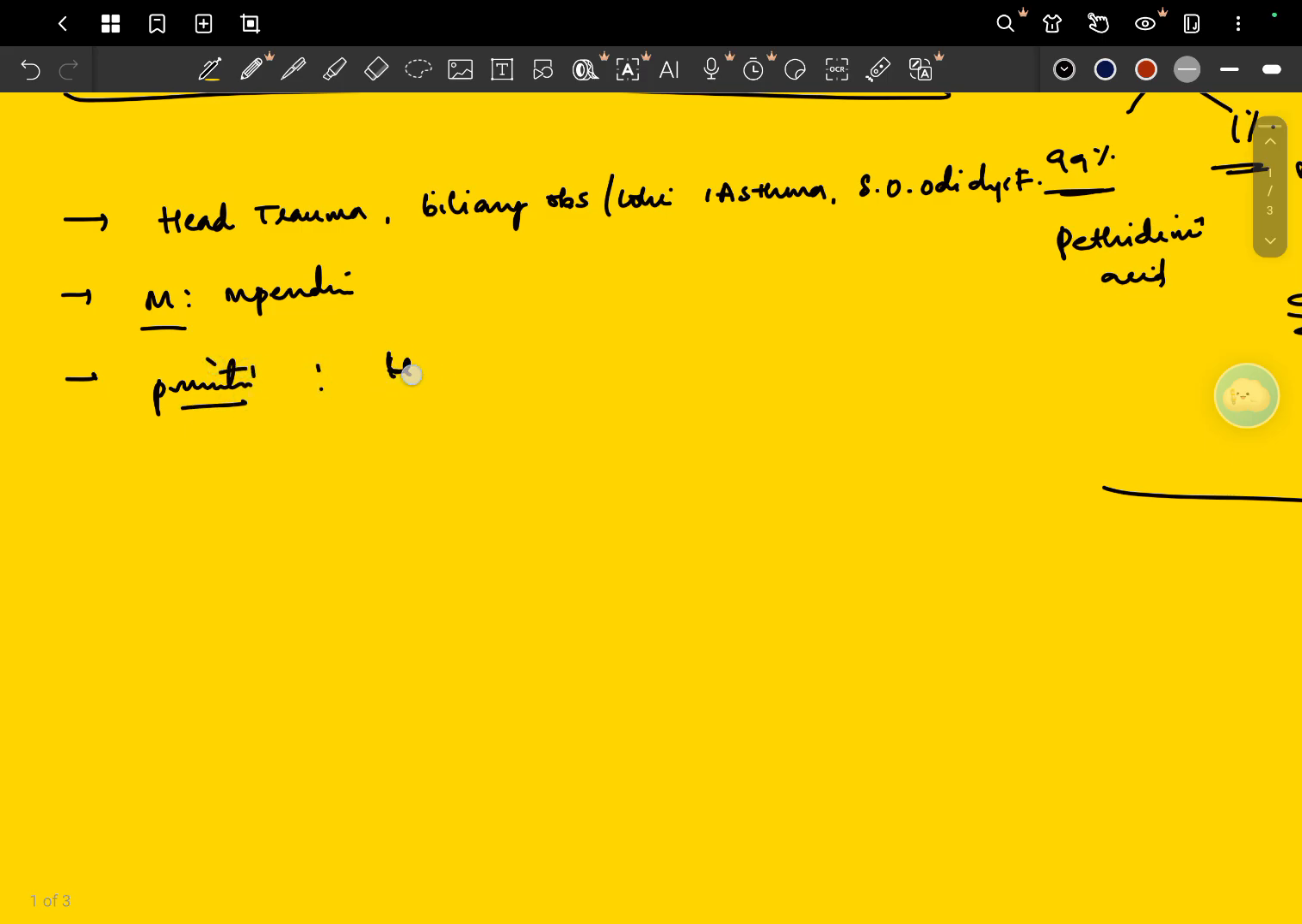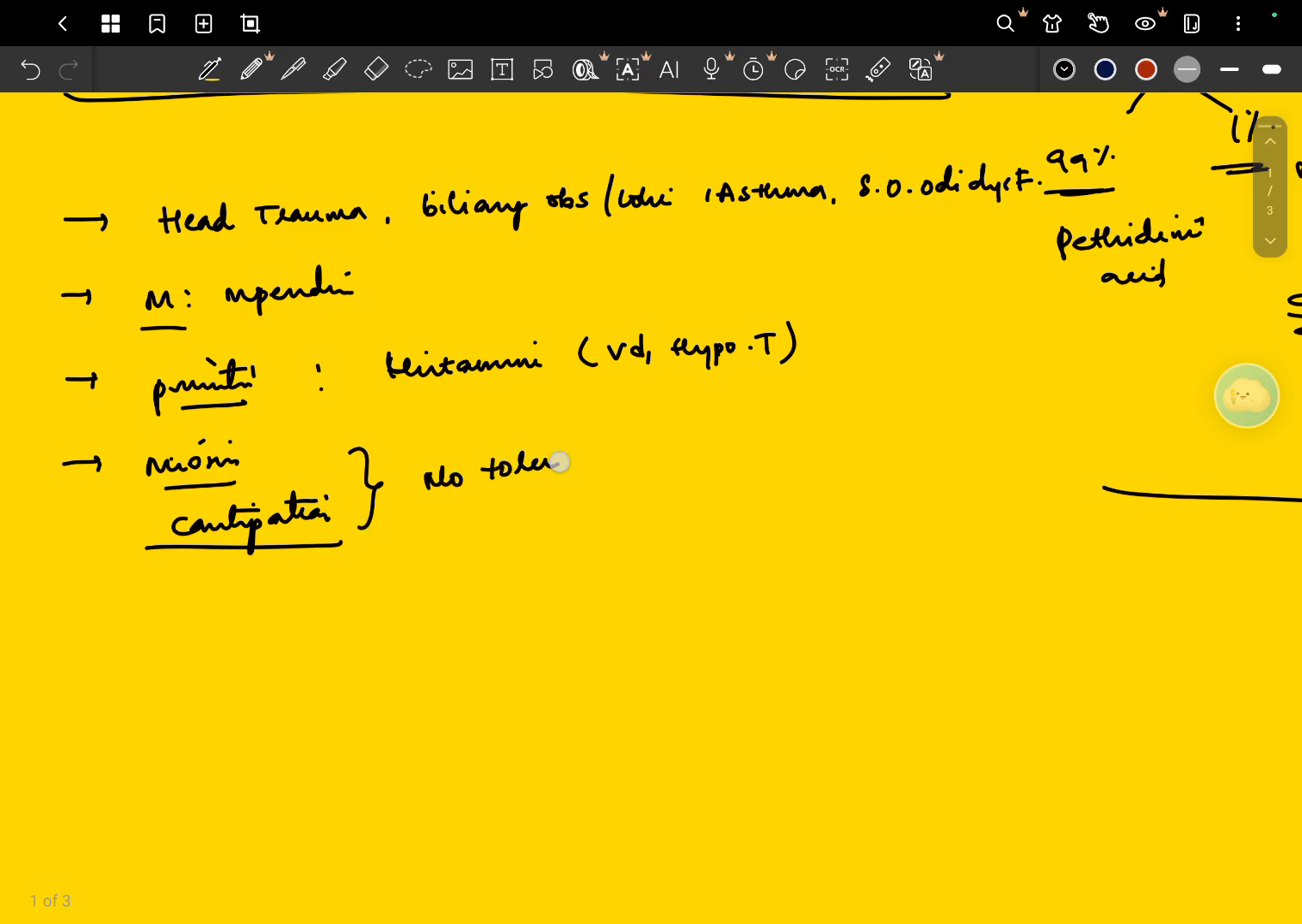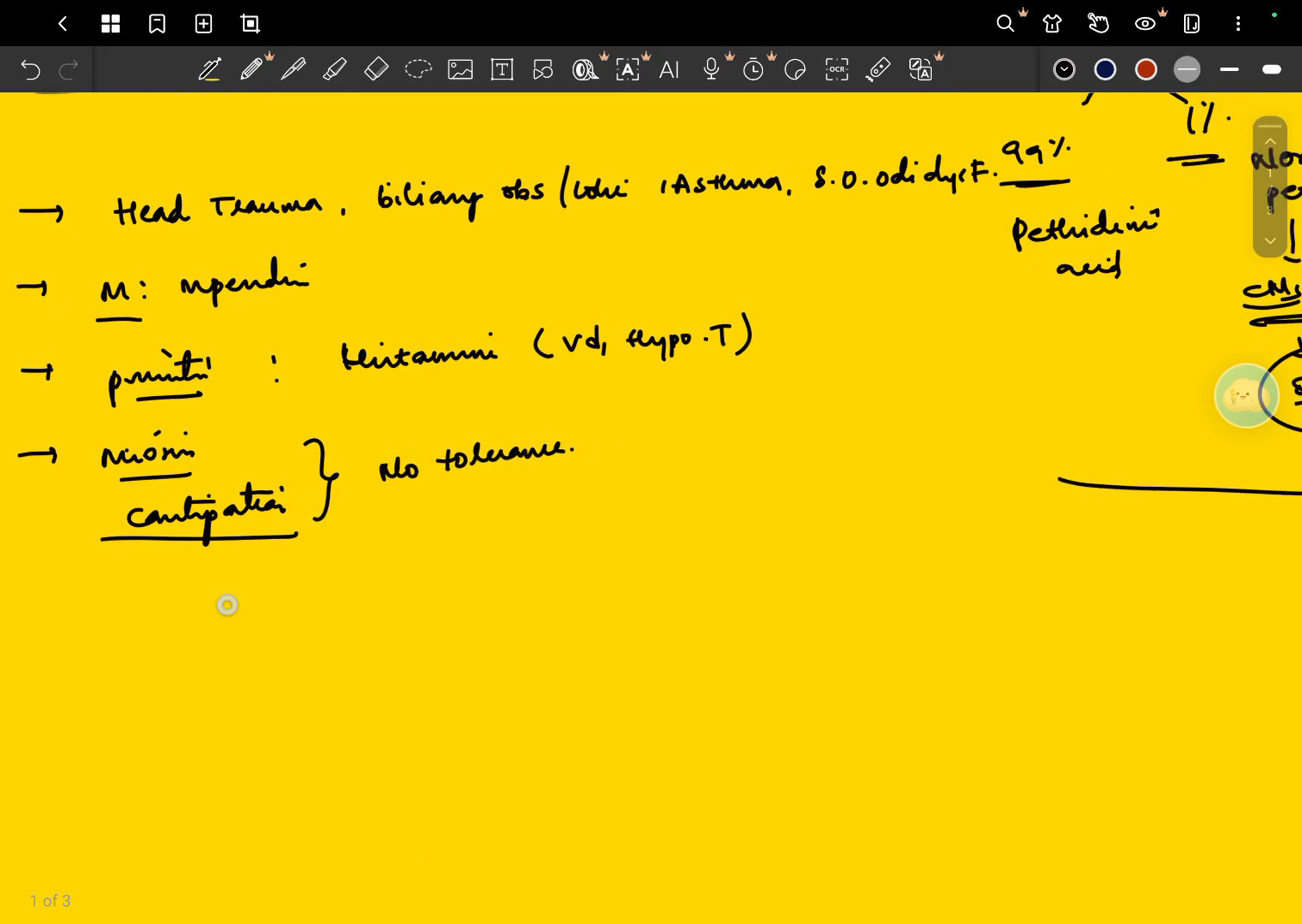There will be release of histamine which will cause vasodilation and hypotension. Now we have no tolerance to miosis and constipation. There is no tolerance. And serotonin syndrome. So what is serotonin syndrome? It is basically SSRI or SNRI plus tramadol.